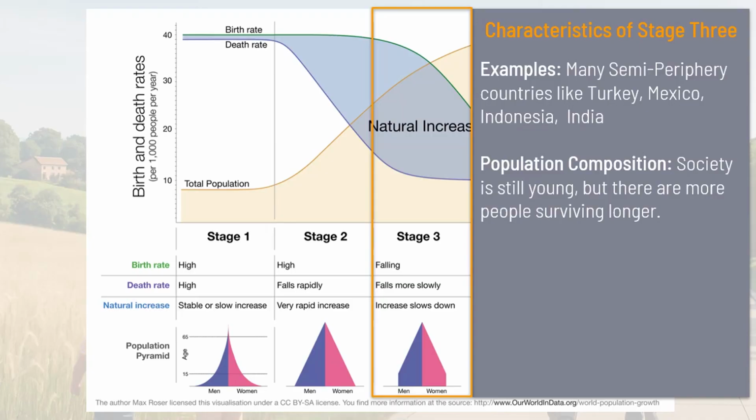The pyramid shape flattens out a bit, fewer children at the bottom, more people surviving into adulthood and beyond. So, while stage 2 was like population sprinting ahead, stage 3 is more of a jog. Still growing, but at a slower, steadier pace.